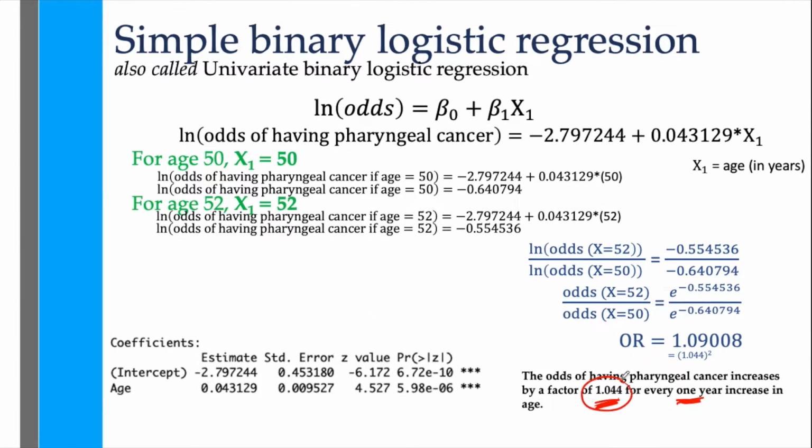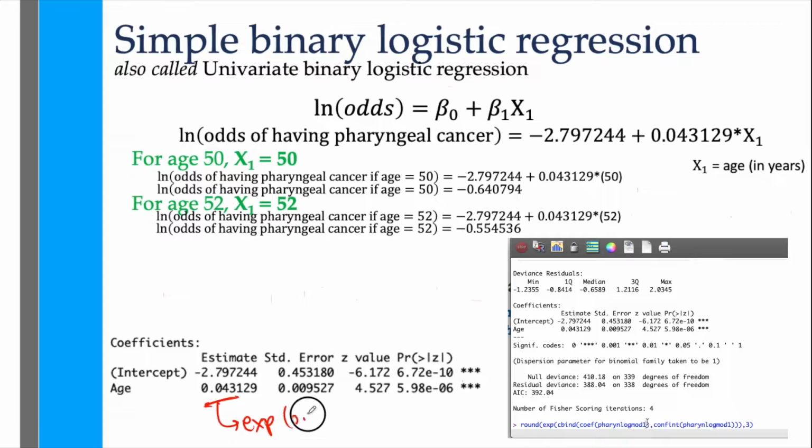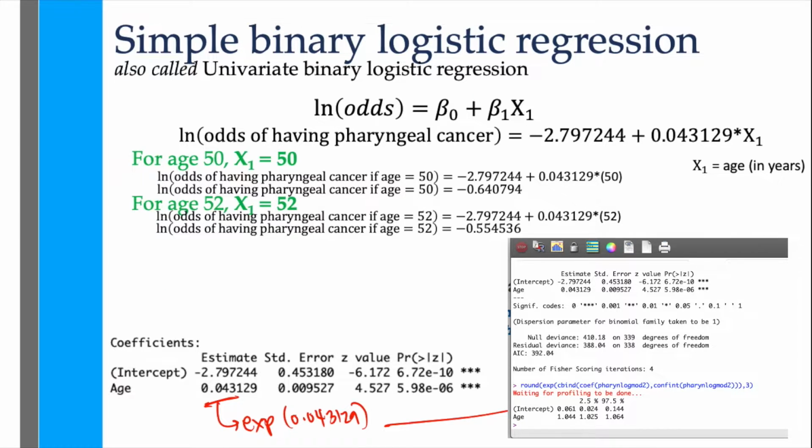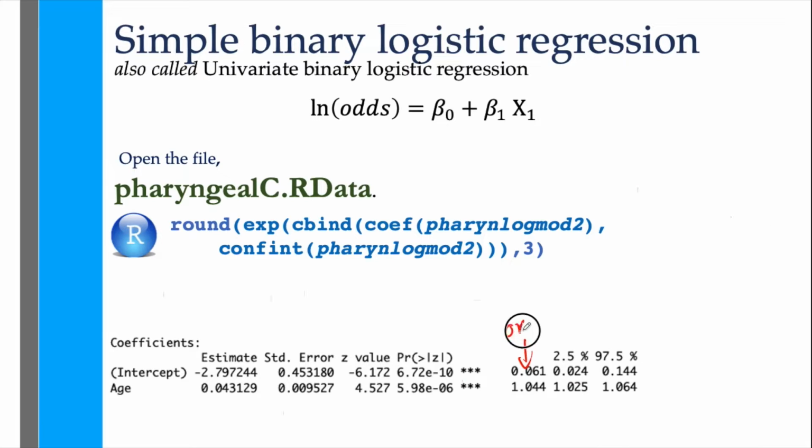So if you want to see 1.044 instead of 0.04 in the result of R, all you have to do again is to use the EXP, meaning the exponential of 0.043129, expect that that is equal to 1.04. So this one is the odds ratio and this one is the 95% confidence interval of the odds ratio. And note again that since this p-value is less than 0.05, the odds ratio does not contain 1.0. So this tells us that for every 1 year increase in age, the odds of having pharyngeal cancer increases by a factor of 1.044.